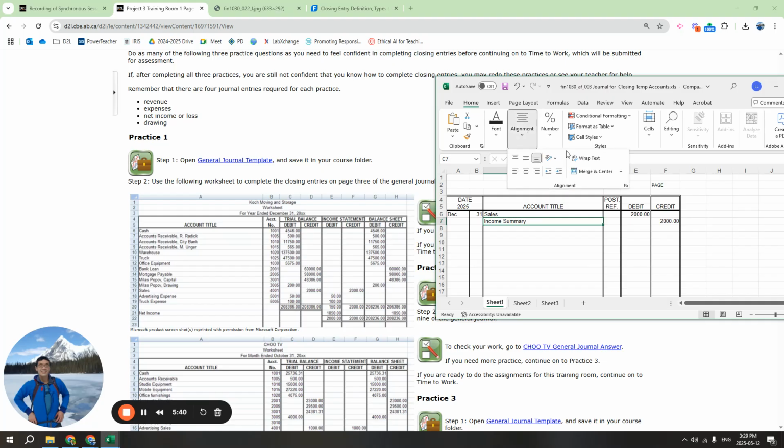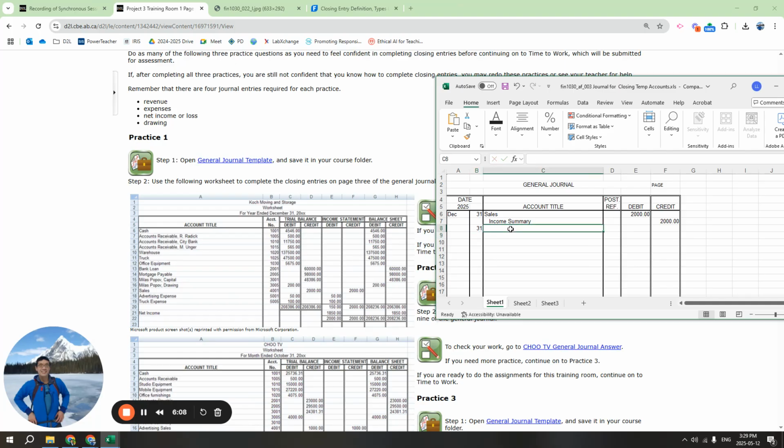And that should be a little bit indented. Okay, so that's the first entry, which just closed out sales. Next, we're going to close out advertising expenses as well as truck expenses. We're going to do both of these at the same time. These expense accounts currently have a debit balance, so to close them out, we need to credit those accounts.